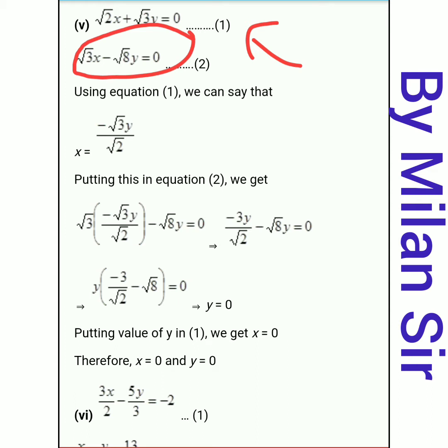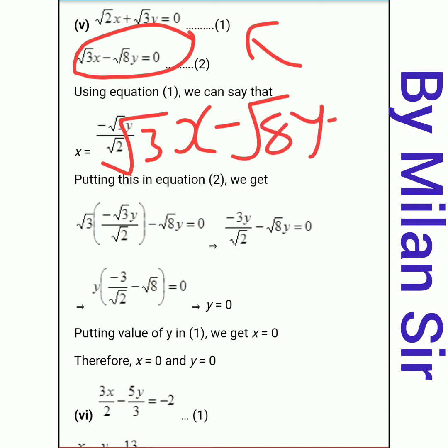So what is our equation number 2? I am using a different method, a different way than this PDF. So second equation: √3x − √8y = 0. Why I select this equation, that I tell you. Here the minus sign is there. If I transfer it to the right hand side, it becomes positive. So I can get a positive value of x. That's why I select this equation.